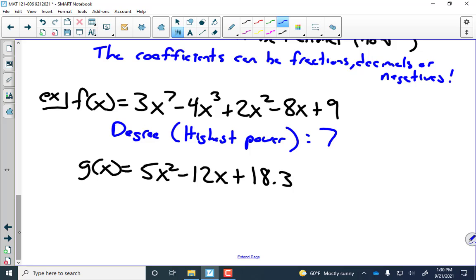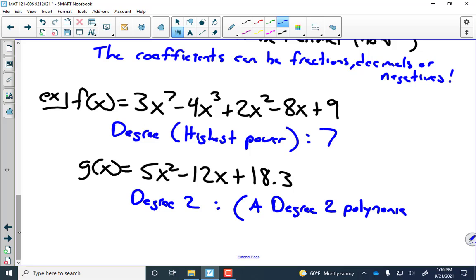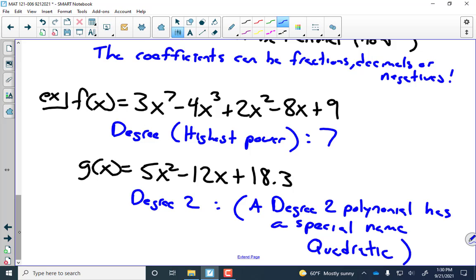What is the degree of this polynomial? Degree 2. In fact, a degree 2 polynomial has a special name. Anyone know what the special name of a degree 2 polynomial is? It's called a quadratic. Ax squared plus bx plus c. That's what a quadratic is. It's a second degree or degree 2 polynomial.